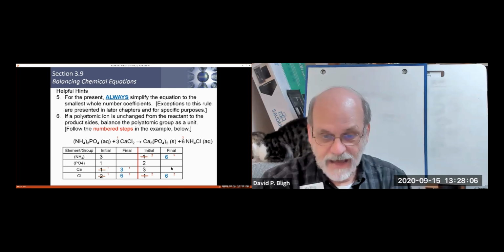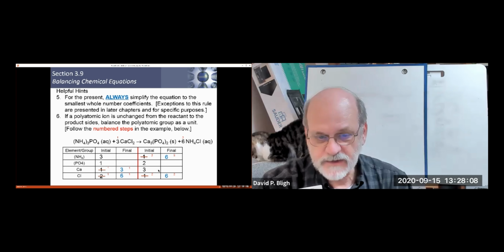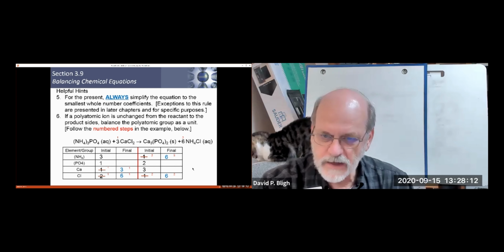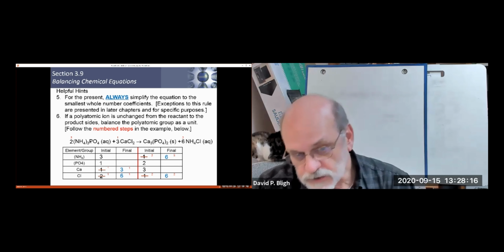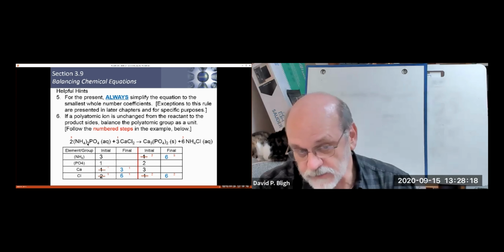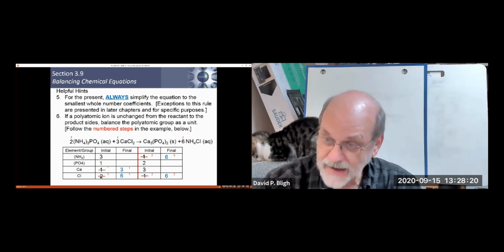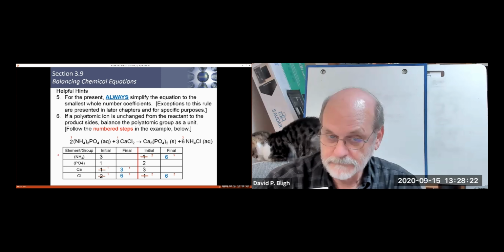Okay, now that we've got the calciums and the chlorines balanced, we've changed the ammoniums, so let's go back on the other side. And we need 2 times 3, which will give us 6 ammoniums on the reactant side. Okay?